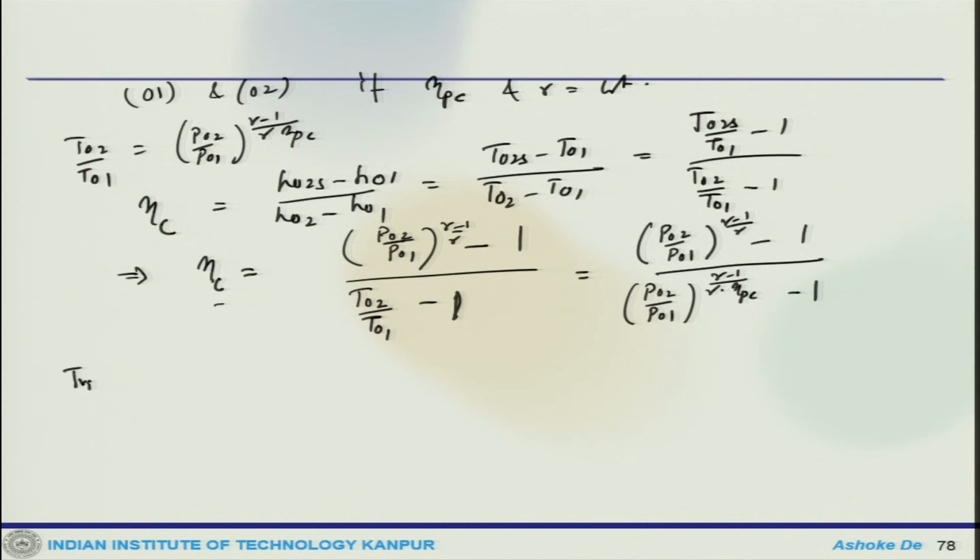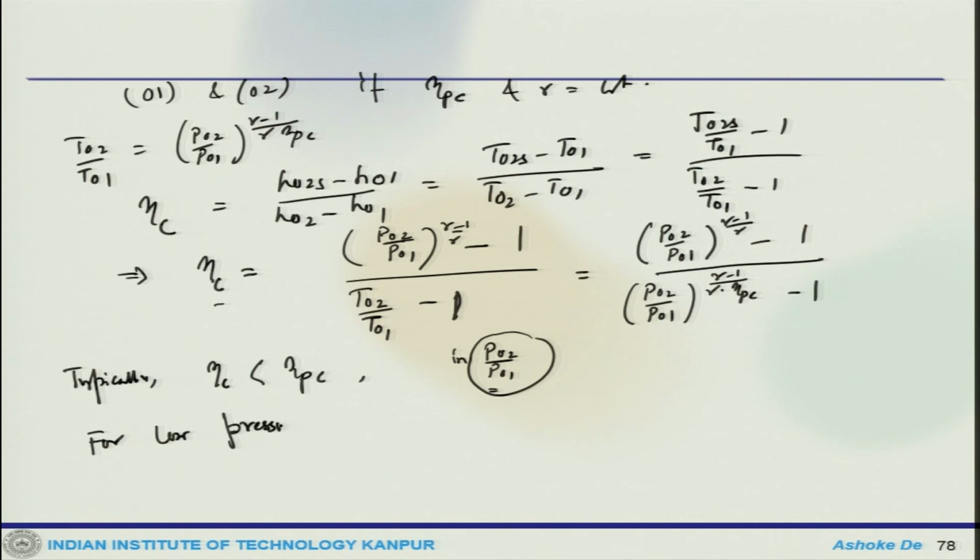Now, typically eta c is less than eta p c. So, the difference increases with the increase in P naught 2 by P naught 1. So, with an increase in pressure ratio, the difference also increases. For a low pressure ratio, eta c is pretty much equal to the polytropic efficiency, which would also be the same as the stage efficiency.